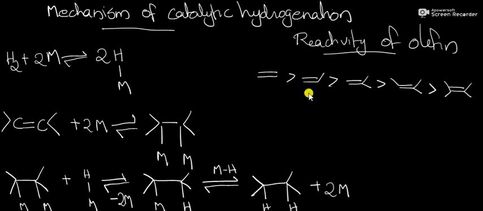So the nature of the unsaturated olefin or unsaturated functional group, the nature of the catalyst, the nature of the solvent, the nature of the surface of the catalyst, temperature, and pressure are the factors influencing the rate of the catalytic hydrogenation reaction.